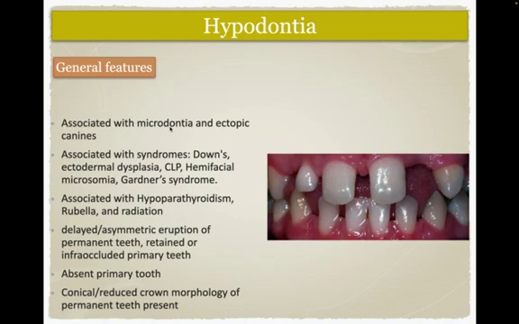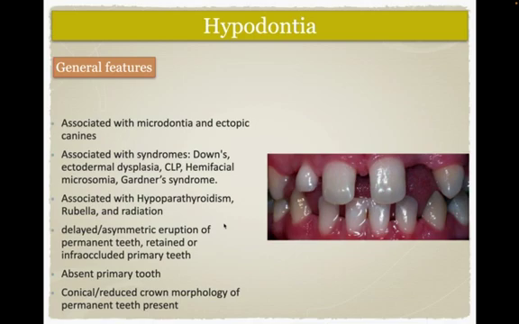Clinical features of hypodontia: usually hypodontia is associated with microdontia, and as we mentioned, the guidance theory. So if you have a missing or small lateral incisor, you might have an ectopic canine. So the general features are microdontia together with the hypodontia and ectopic canine. When we say microdontia, it means smaller teeth. It could be associated with syndromes like Down syndrome, ectodermal dysplasia, cleft lip and palate, hemifacial microsomia, and Gardner syndrome. It could be associated as well with hyperparathyroidism, rubella, and radiation.